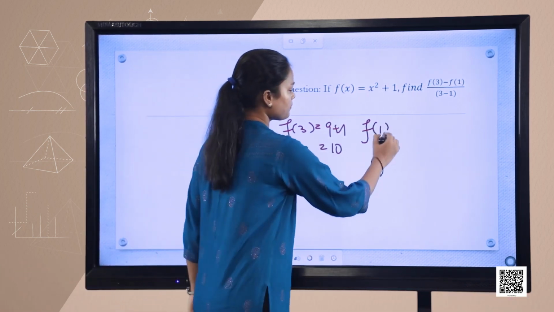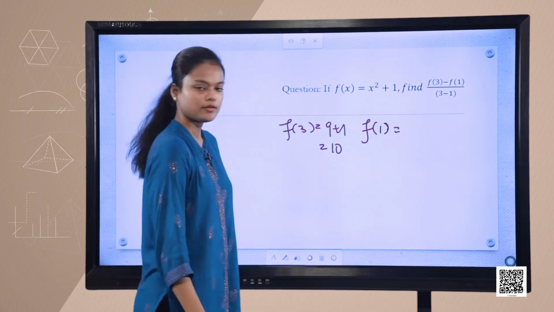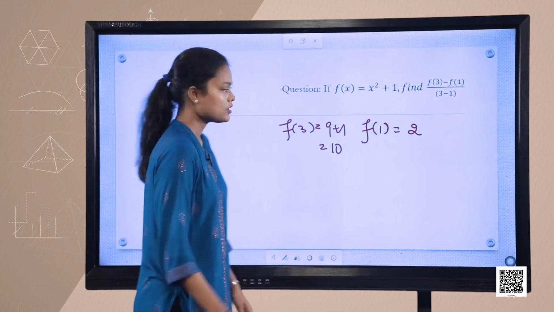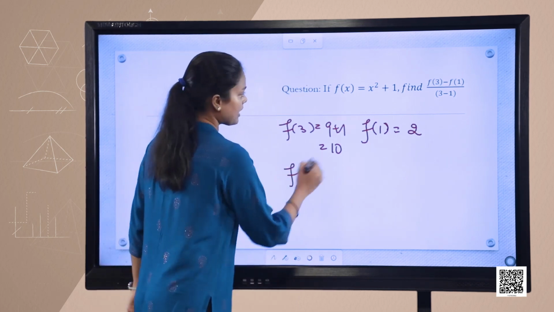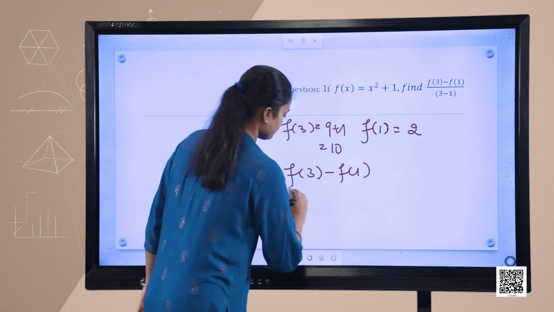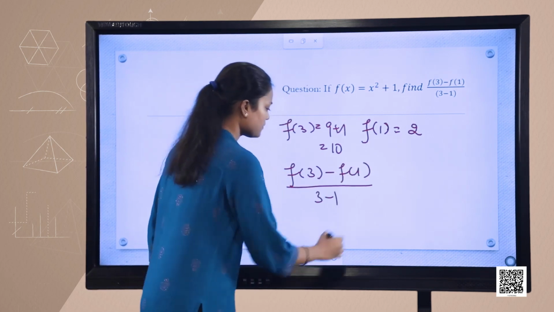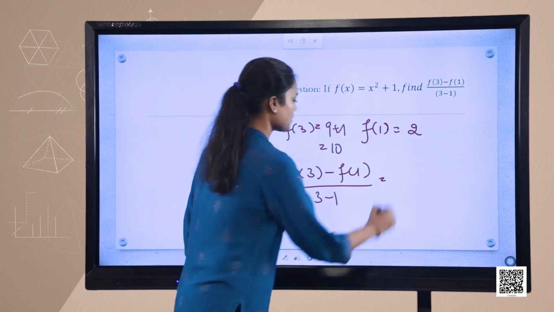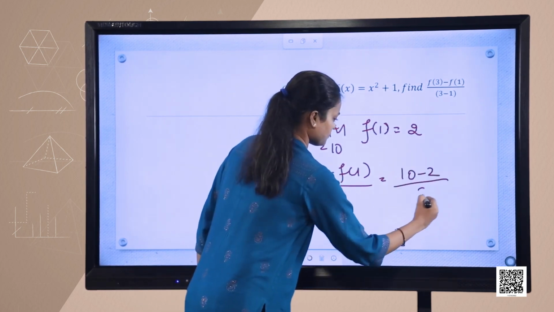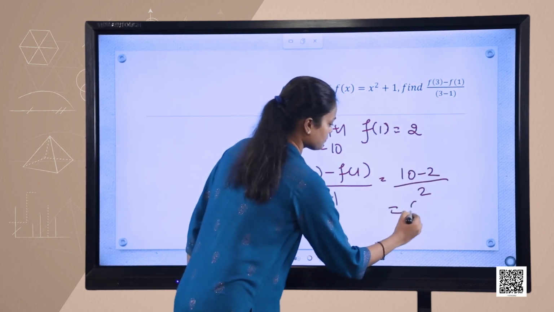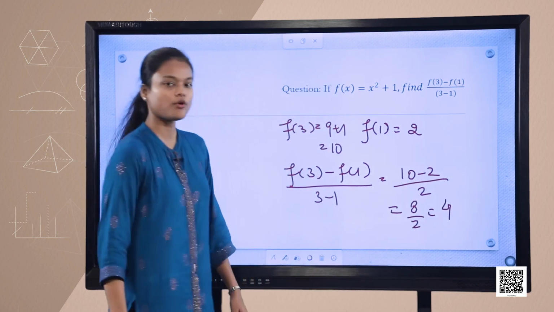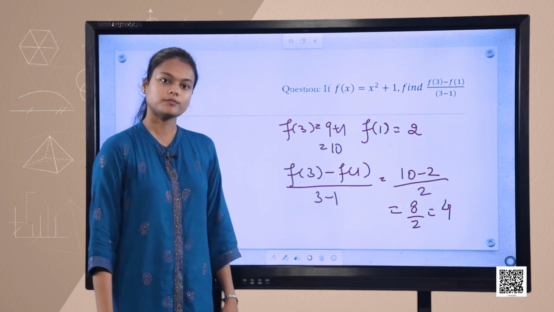And image of 1 is 2. So f of 3 minus f of 1 upon 3 minus 1 gives us 4. 4 is the value of this expression.